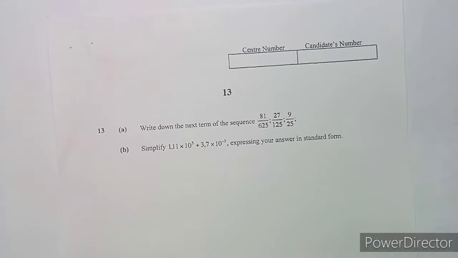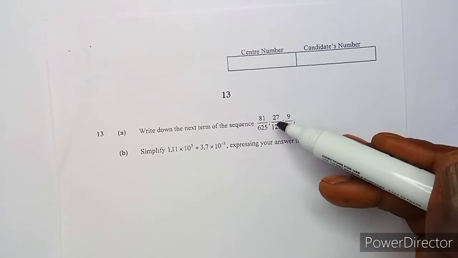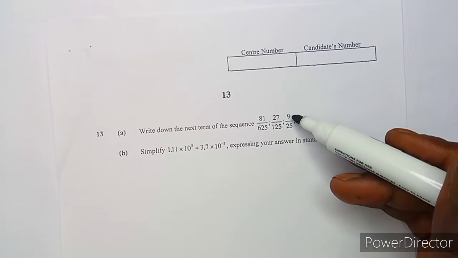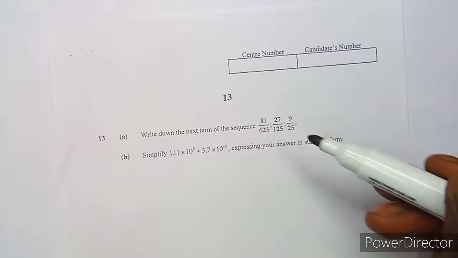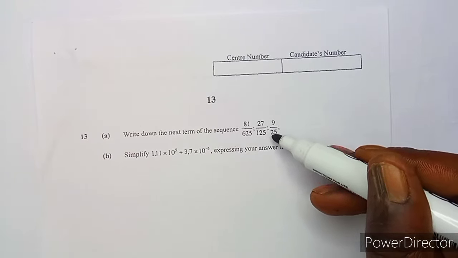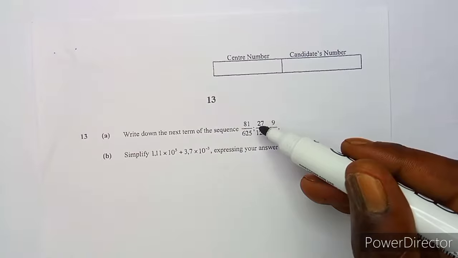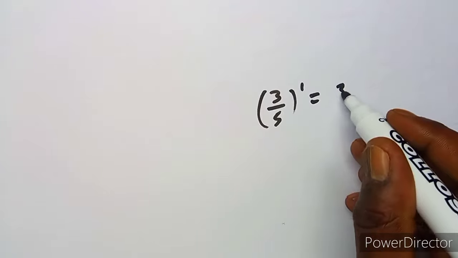Okay, on number 13, we have got a question where we are asked to write the next term in the sequence. So just, guys, cross check what is happening. 81 over 625, 27 over 125, 9 over 25. As you can see, these are just 3 and 5 which are being worked around. 3 over 5 squared, which is 9 over 25, 3 to the exponent of 3, 3 to the exponent of 4. So which means here it was 3 over 5 to the exponent of what? 3 over 5 to the exponent of 1, which is simply 3 over 5.